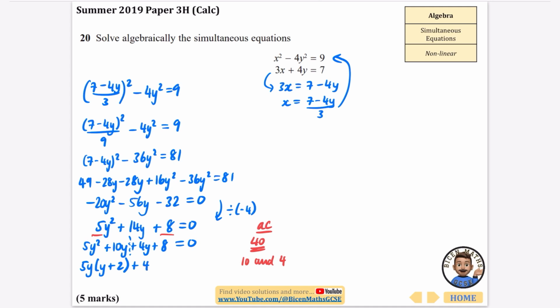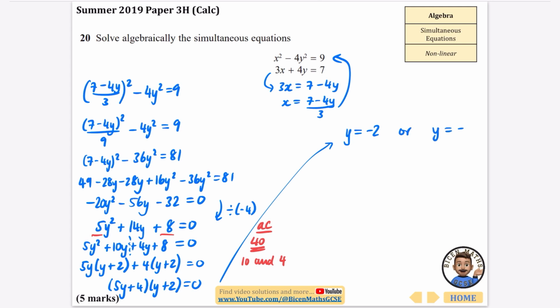The highest common factor is going to be a 4, and that gives me, again, the y plus 2. So it factorizes to 5y plus 4 and y plus 2 equals 0. I'm going to go from here up to this top part. That tells me that y is equal to minus 2, or y is equal to minus 4 over 5. Now I'm going to use this to help me find out what x is equal to. So that's the bit I've been doing in yellow.